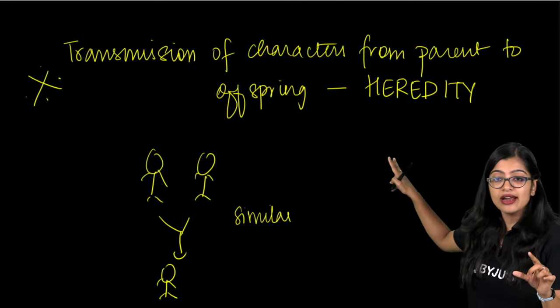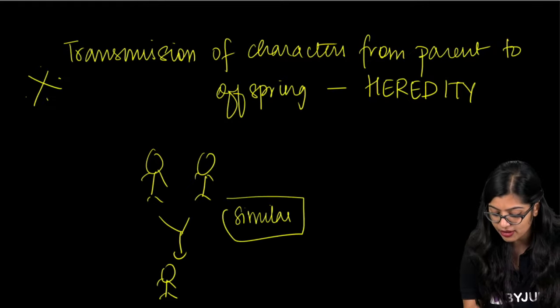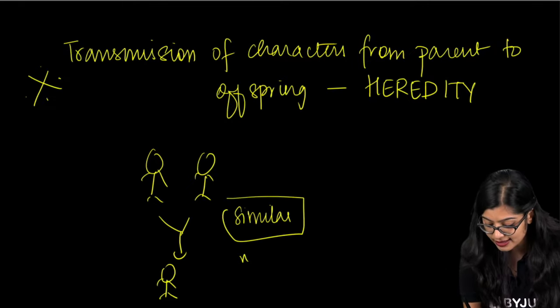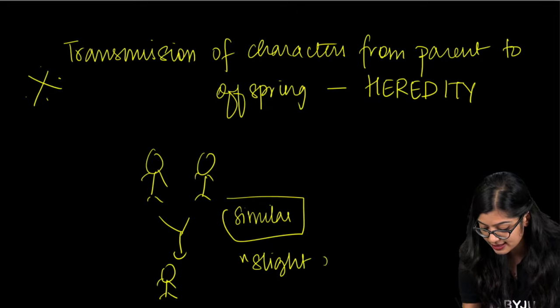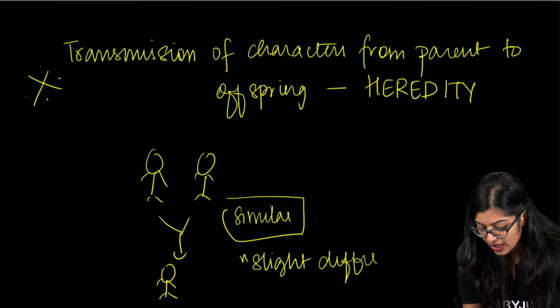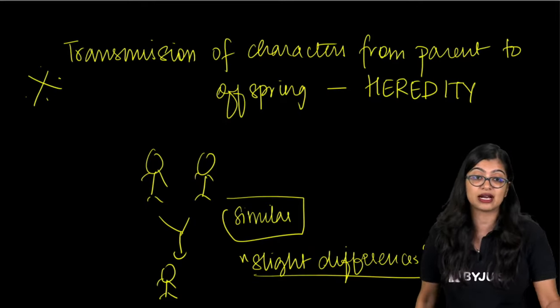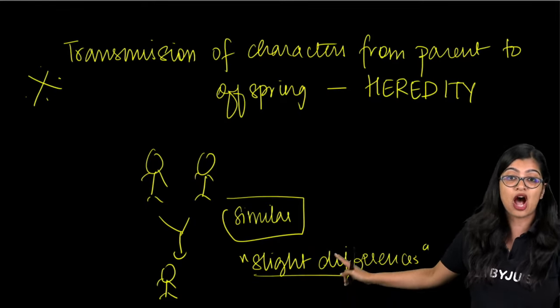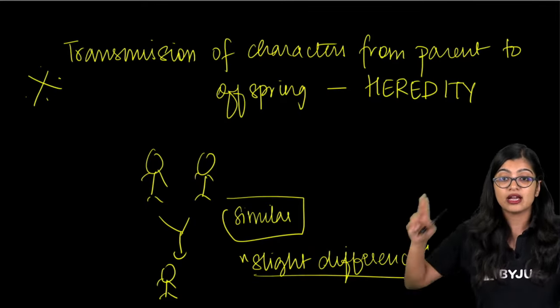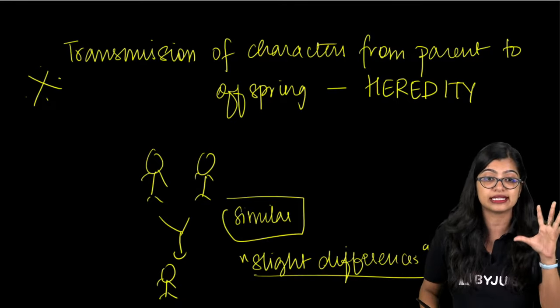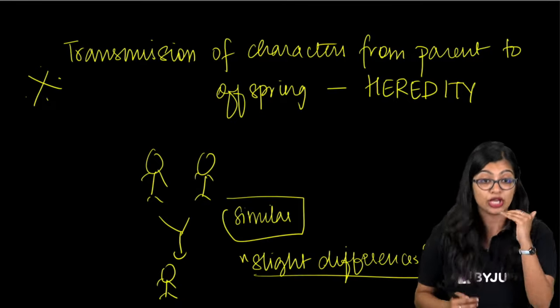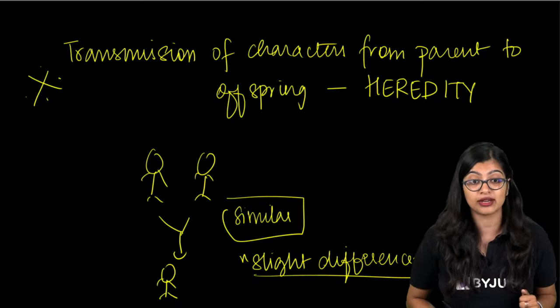Now, here in this case, when it is similar, it means that there are certain slight differences. Do you all agree with me? So when an offspring is produced in sexual reproduction, there are some slight differences. How many of you agree with this? Do we observe slight differences? Yes or no in the chat. We observe slight differences. Yes, you agree with me.